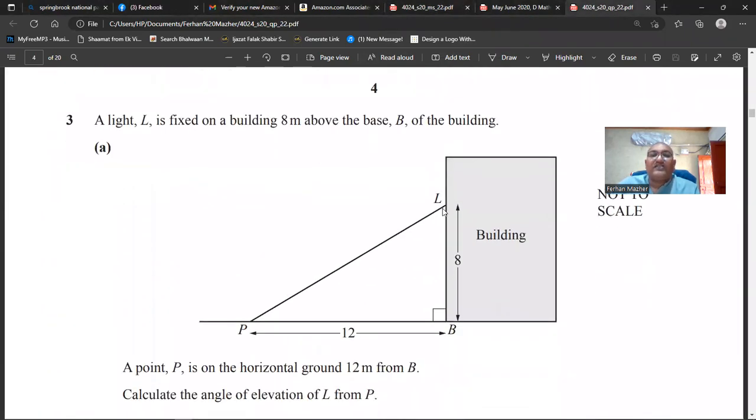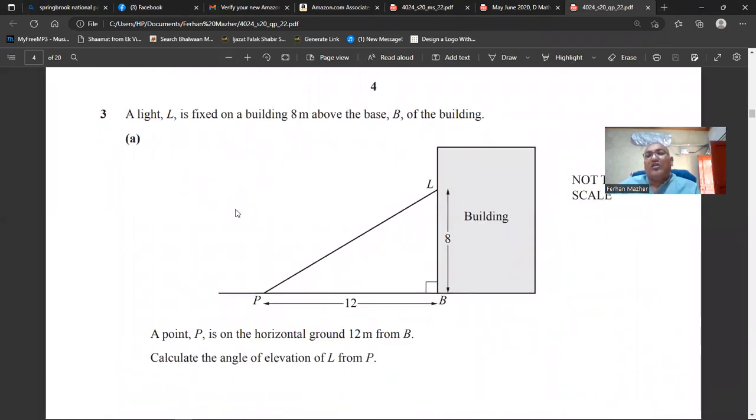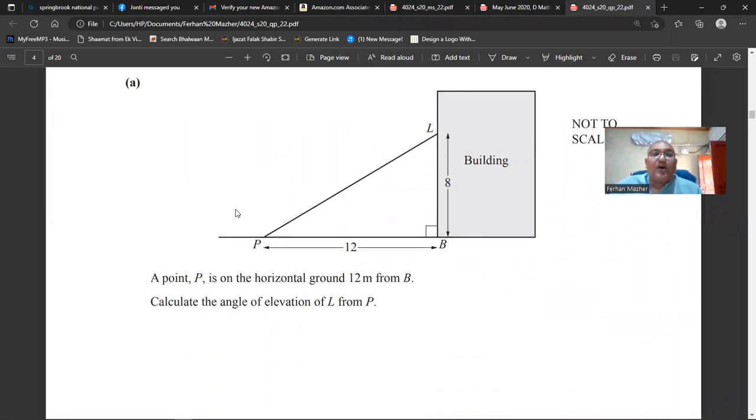So that was a 3 marks question. Okay, so question number 3 is showing up on your screen. It says a light, capital L, is fixed on a building 8 meters above the base B of the building. A point P is on a horizontal ground 12 meters from the B. Calculate the angle of elevation of the L from the P.